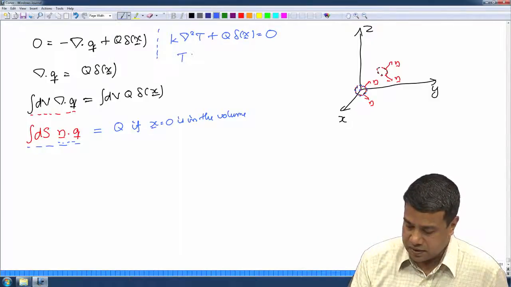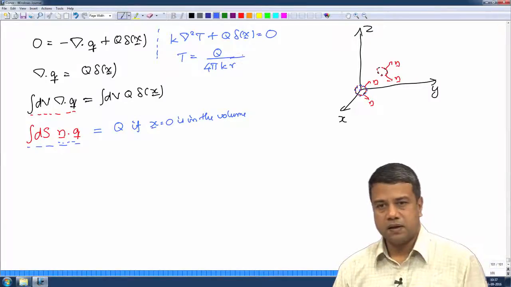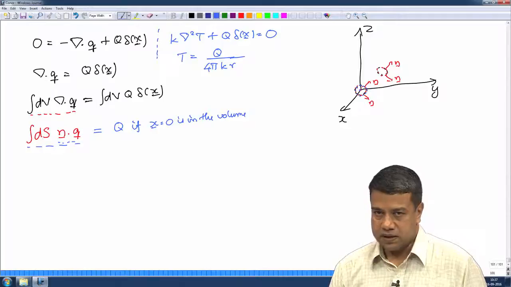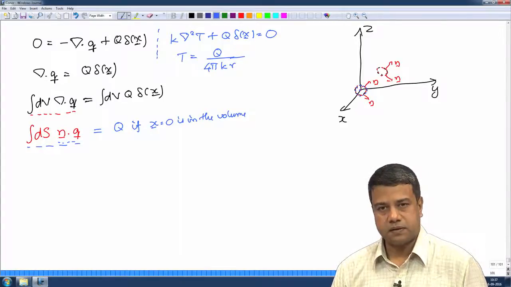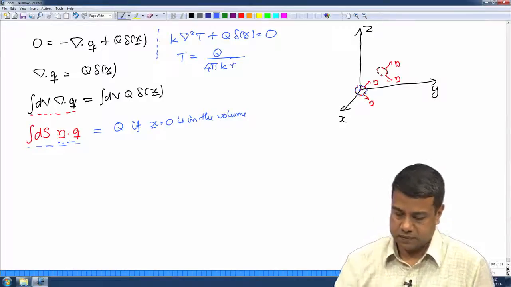The solution for this is T is equal to q by 4 pi k r, where r is the distance from the origin. So, that is the temperature field due to a point source.